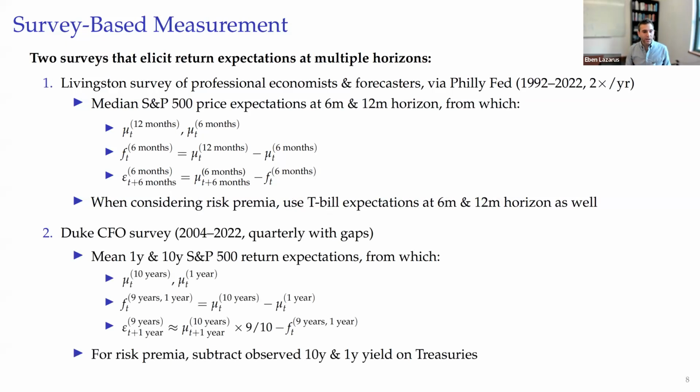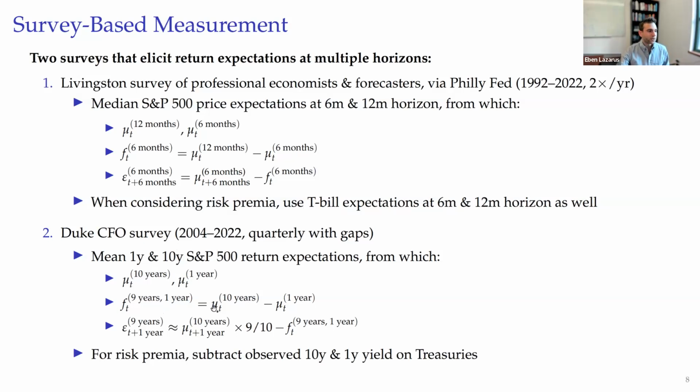Again, we're also going to look at the Duke CFO survey. So this is run for a shorter length of time, although they do ask quarterly with some gaps. So they ask these CFOs, what do you expect the one-year return on the S&P and the 10-year return on the S&P to be? So we like this 10-year question since it gets a little bit more at the much longer horizon expected return. And we can calculate a forward rate.